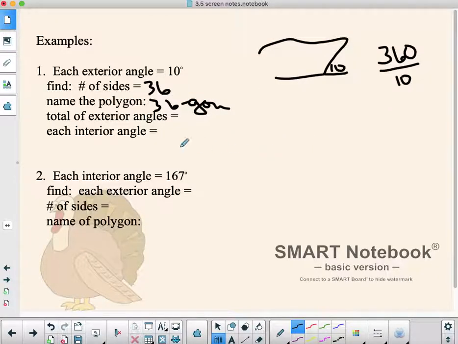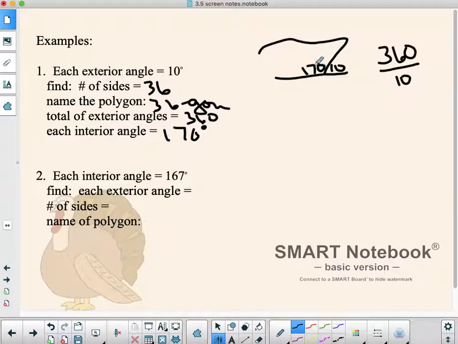Okay. The total of my exterior angles, no matter how many sides, we know is 360. But then to get to my interior angle, I'm going to use that concept of supplementary. I'm going to use my concept that these angles add up to 180. So if my exterior angle is 10, my interior angle has to be whatever's left to get to 180. So my interior angles would be 170 degrees.